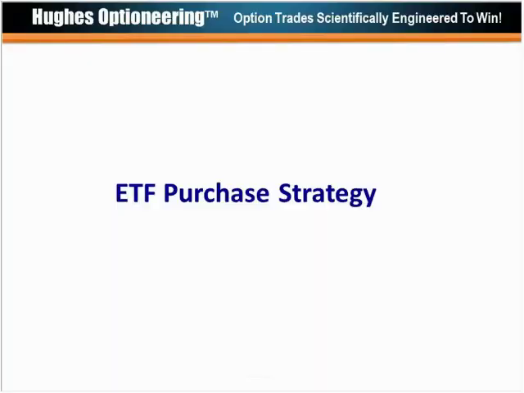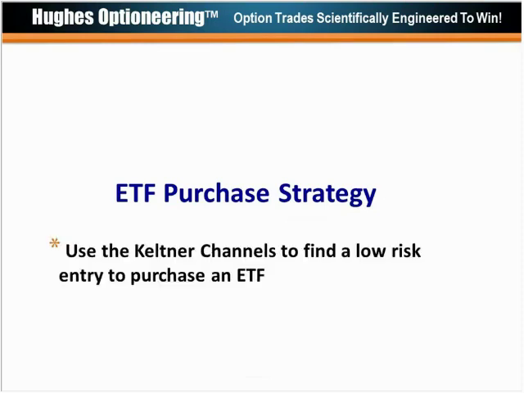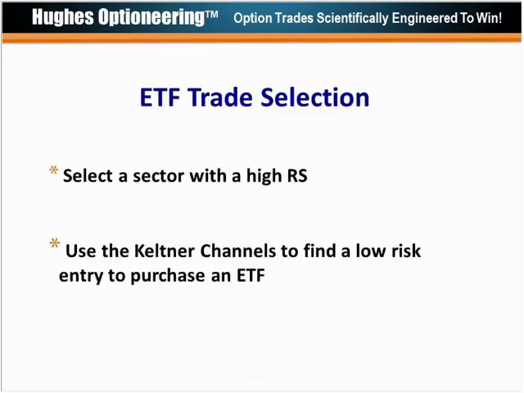So let's look at our first strategy, and that's purchasing ETFs. And we have two simple rules for our trade selection. We select an ETF sector with a high relative strength. And then the second step is we use the Keltner channels to find a low-risk entry to purchase an ETF.